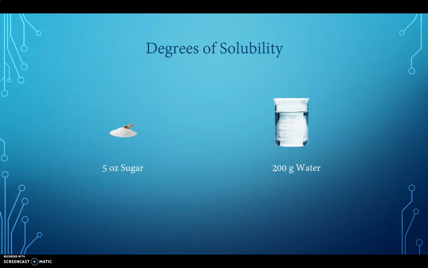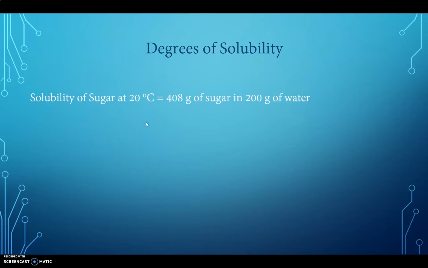So all substances have a certain amount of solubility. Some things are more soluble than others. Sugar, for example, at 20 degrees Celsius, about room temperature, is quite soluble in water. You can put 408 grams of sugar in a mere 200 grams of water. Now, of course, there's a reason I put a temperature here, because solubilities do depend on temperature, and we're going to talk about that a little more later on.